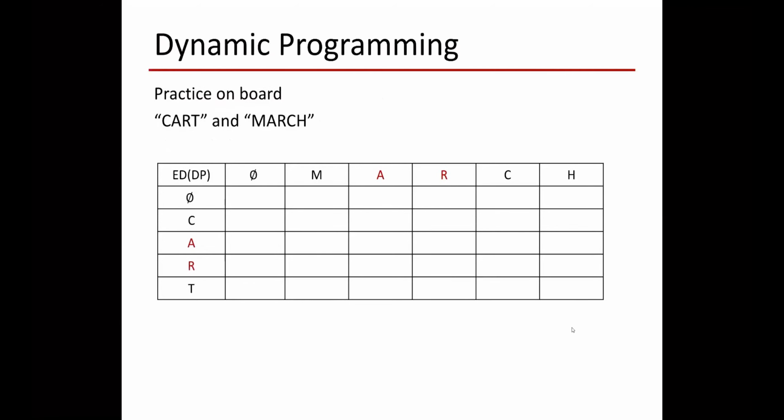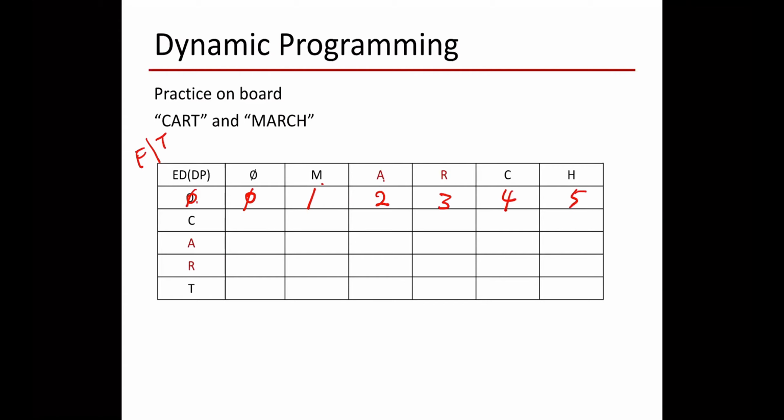So let's solve this. Edit distance, let's say it is from and to. From null, how can I make null? Which is 0, null and null, right? Null to M, I'm adding M, which is +1. Null to A, null to MA, therefore 2. Null to MAR, 3. Null to MARC is 4 and 5.